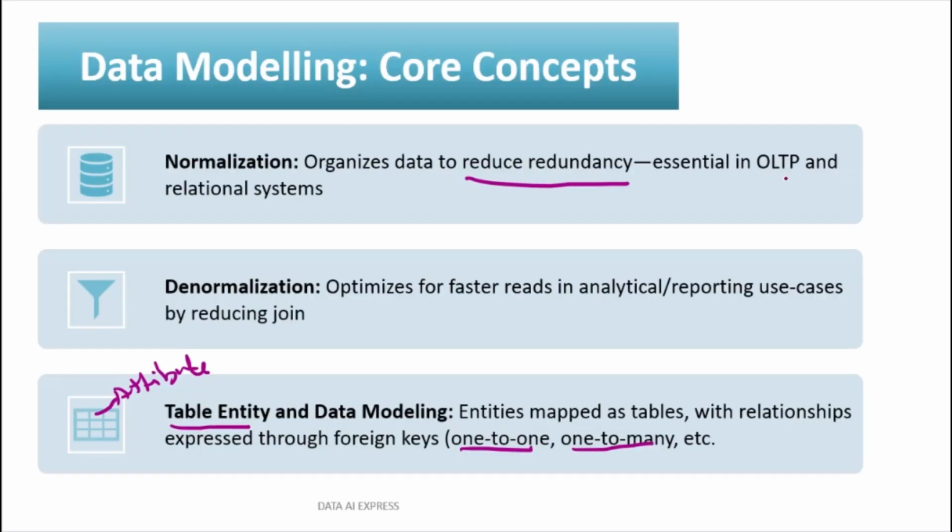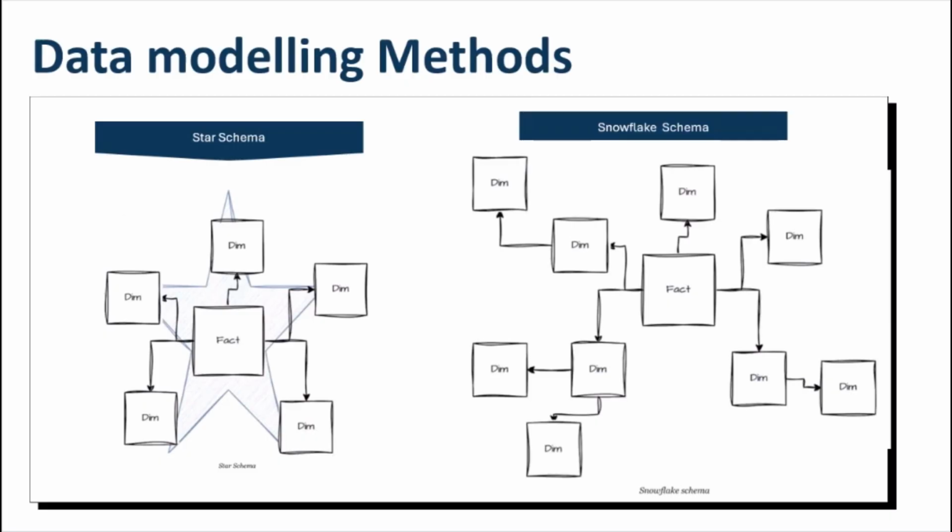Normalization is the process of organizing the data to reduce redundancy. The most common forms are the first, second, and third normal forms. In contrast, denormalization is the process of adding redundant data to improve query performance. This is common in cloud databases where you have unstructured and semi-structured data.